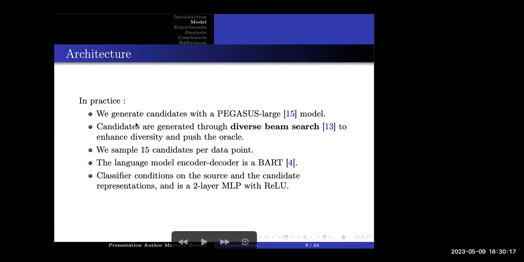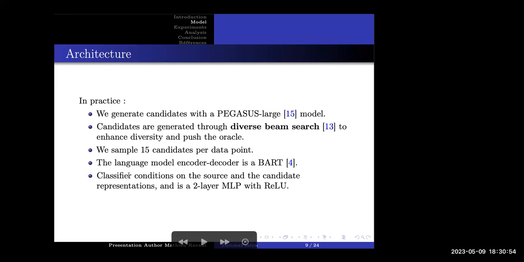So in practice, how do we implement this model? To generate the summary candidates, we use Pegasus large, which up to recently was state of the art in abstractive summarization, specifically on news summarization. It's very strong. To produce the candidates, we use diverse beam search so that there's more diversity to our initial pool of summary candidates. We take M equals 15 summary candidates for each data point.